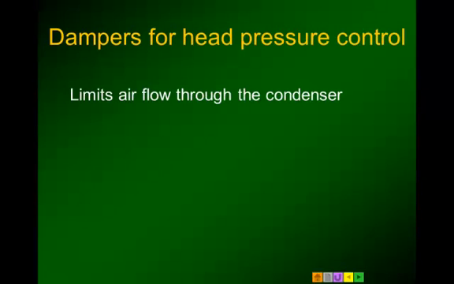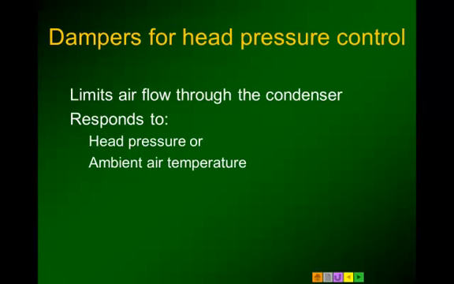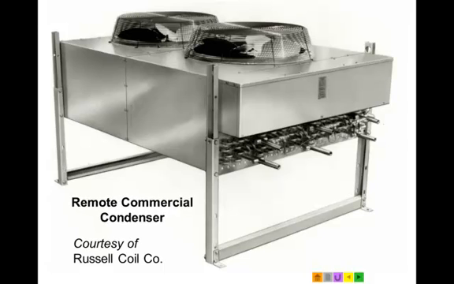Moving on to the second of the three methods of controlling head pressure, and this would be the dampers. If we limit the airflow through the condenser, that's going to keep the head pressure up. And the dampers are going to respond to the head pressure or the ambient air temperature. So either way, we can control the dampers via the head pressure or through the ambient air temperature.